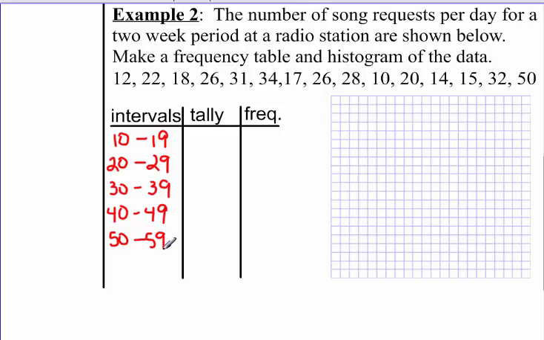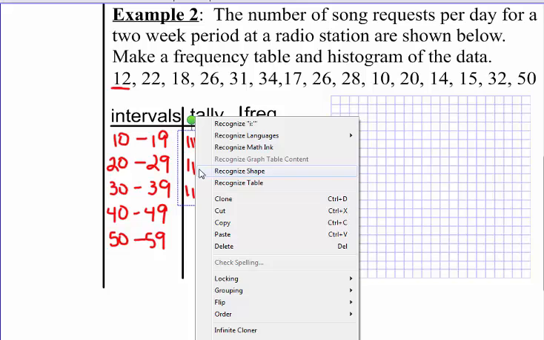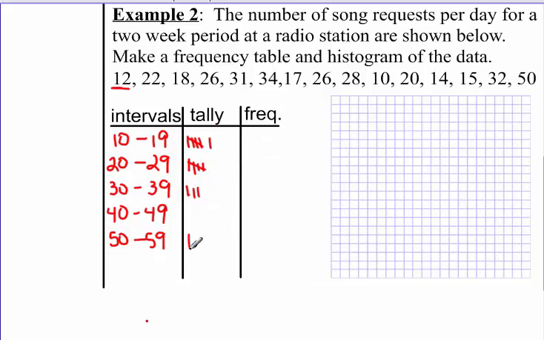Next, we go through and make our tally marks. So the first number is 12, so that goes in the 10 to 19 group. 22, 18, 26, 31, 34, and continue until you get all your numbers. Once you get all the tally marks in there, then you're going to count your frequency. In the first interval group, we have 6. The next we have 5, 3, 0, and 1.